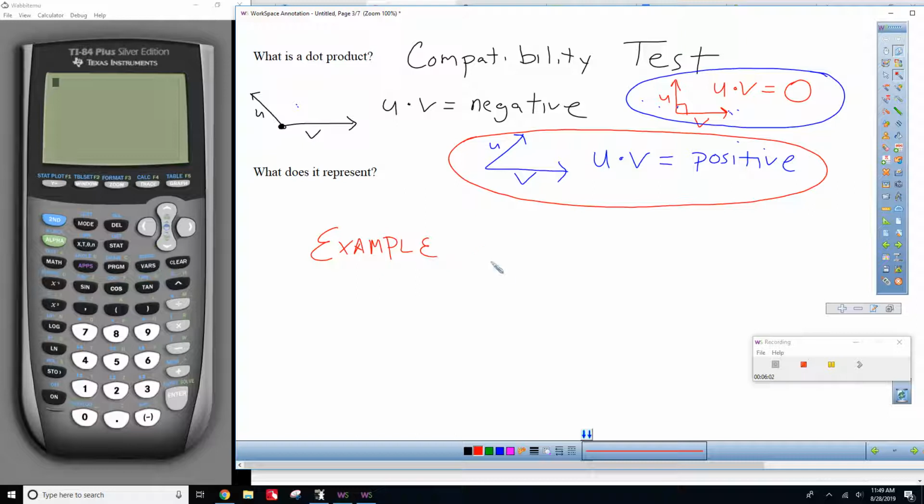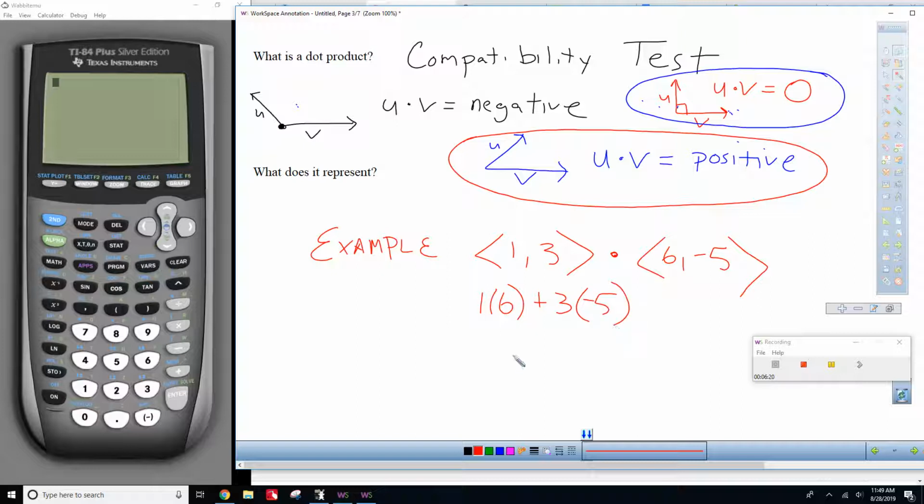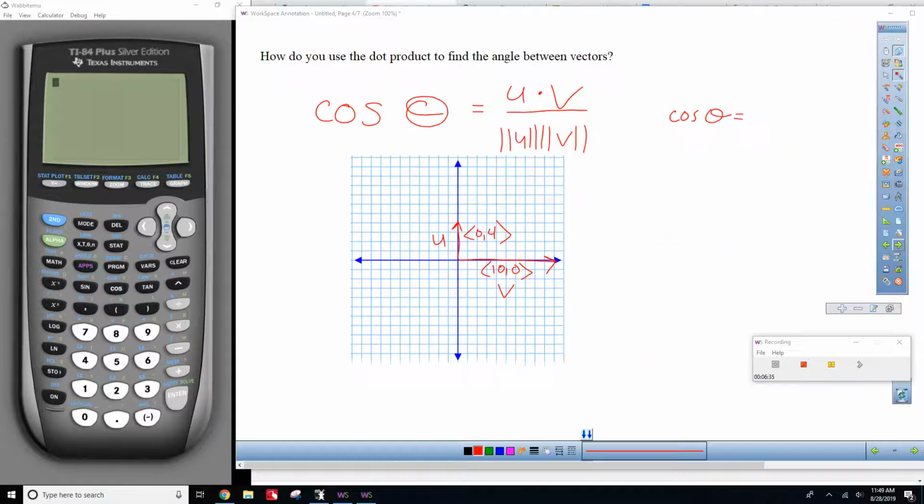If you have <1, 3> dot <6, -5>, okay, you do 1 times 6 plus 3 times negative 5, 6 minus 15. The dot product is negative 9. Well, that means that these vectors, if you put them from the same starting spot, will be obtuse. So now I'm ready to go back to this example.